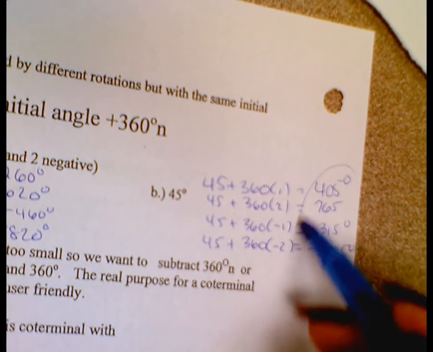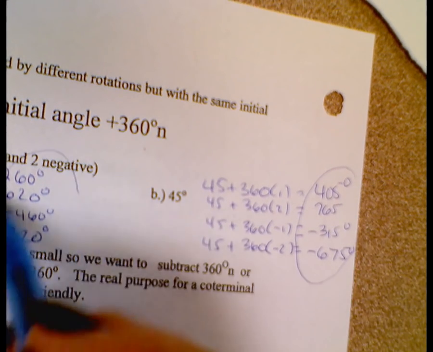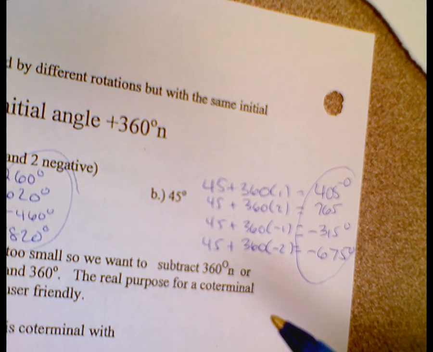So basically what they're saying is all four of these angles land in the same spot. That's what coterminal means. All four of these land in the same spot.